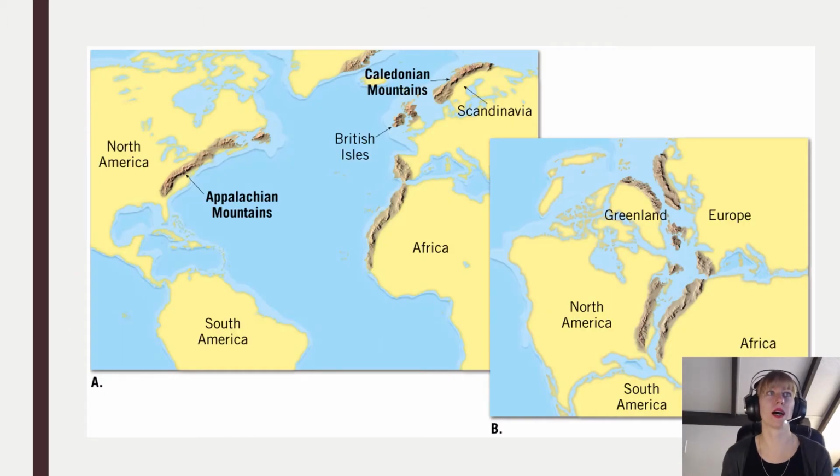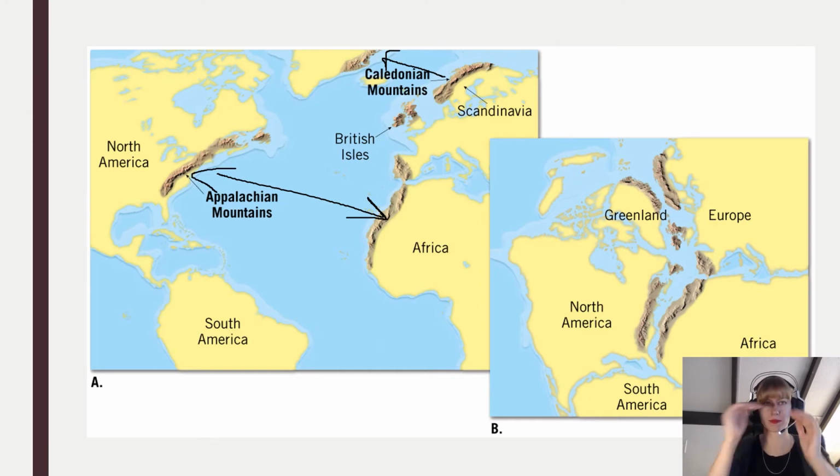So since geologists have determined rocks being left behind, we're also able to look and see similar coastlines between continents like North America, Europe, Africa, and Greenland. So for example, the Appalachians and Africa, the British Isles and Caledonian Mountains and Greenland. And this is how we know that they were once together. And we're able to see that mountain building occurred on both sides as they came up.